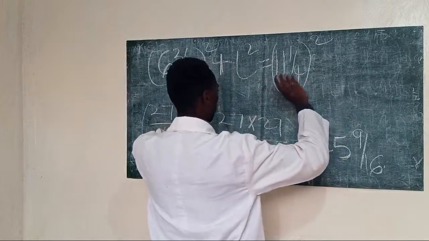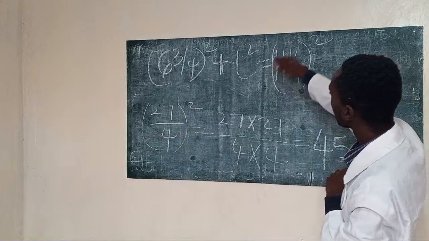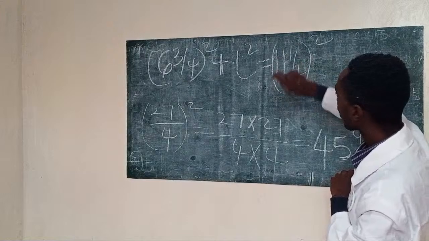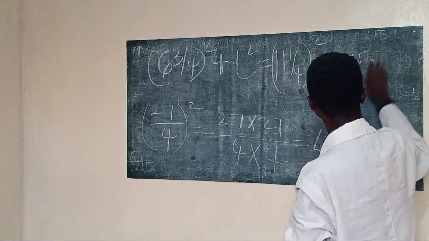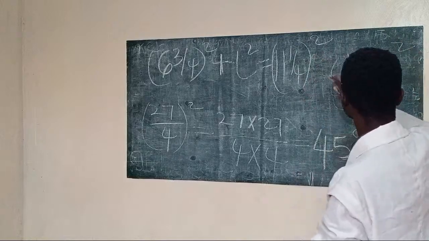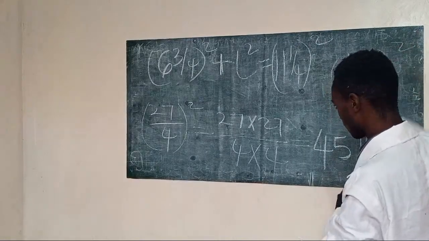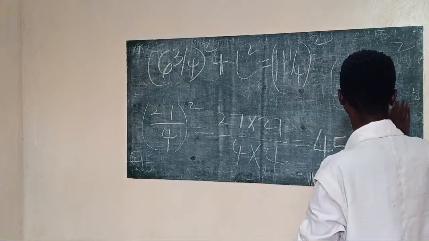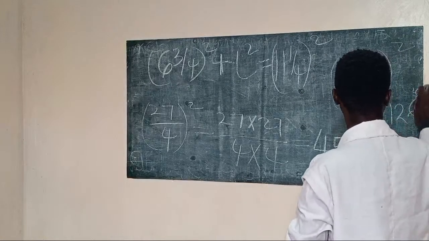What about if I square this one? If I convert this one into an improper fraction, it becomes 4 times 11, 44 plus 1, 45 all over 4. When I square, it means that 45 is squared and 4 is squared. 126, 9 over 16.